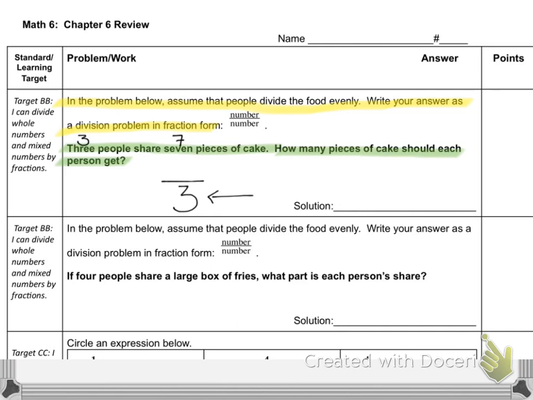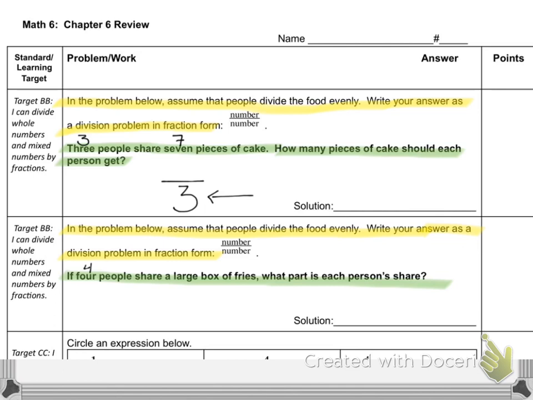Problem number 2. Again, in the problem, assume that people divide the food evenly. Write your answer as a division problem in fraction form. Problem number 2 states, if 4 people share a large box of fries, what part is each person's share?